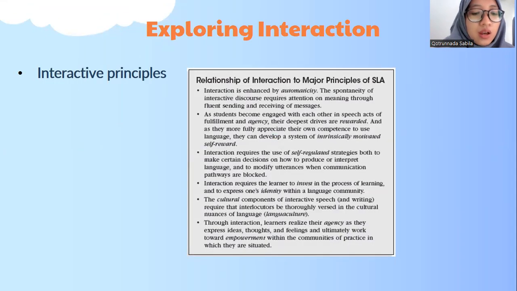Exploring interaction: how the relationship of interaction to major principles of second language acquisition. Interaction is enhanced by automaticity. As students become engaged with each other in speech acts of fulfillment and agency, their deepest drives are rewarded. Interaction requires the use of self-regulated strategies, both to make certain decisions on how to produce or interpret language. Interaction requires the learner to invest in the process of learning and to express one's identity within a language community.